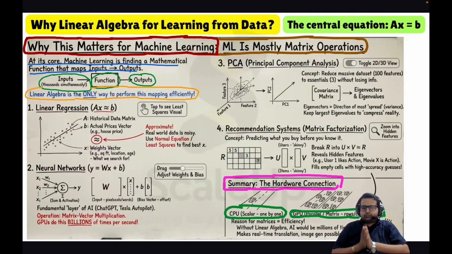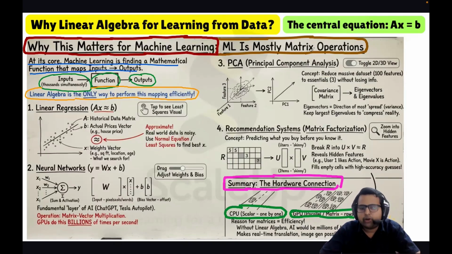So if we use matrices, we can efficiently utilize the computing power of GPUs. With GPUs, we can perform billions of matrix operations simultaneously. So the reason for using matrices in machine learning is efficiency. Without linear algebra, AI would be millions of times slower, because we know that AI is compute intensive. Without linear algebra, the operations would be very slow. Linear algebra makes real-time translation and image generation possible.